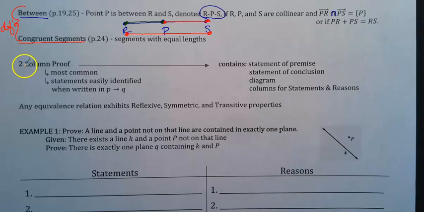Then we've talked a little bit about a two-column proof already. The two-column is the most common. The statements are easily identified when written in that if P then Q format. So they're going to have the statement of the premise, the statement of the conclusion. We're going to have a diagram. You might have a diagram with it, and then you're going to have your columns for your statements and your reasons. So remember, it's going to look like this. It has statements, reasons. They usually give you the given premise, and it says prove, and there might be a diagram over here included.